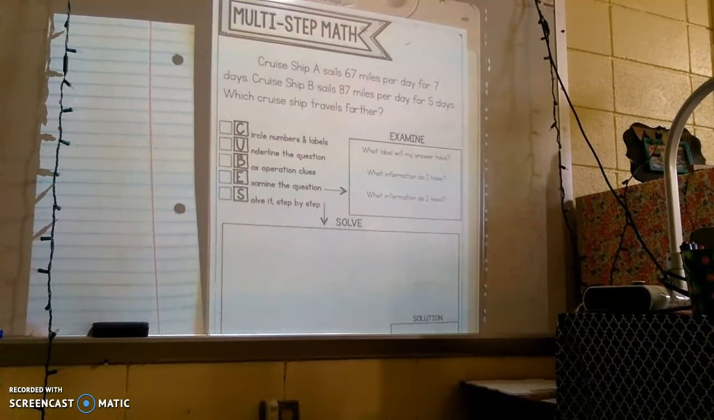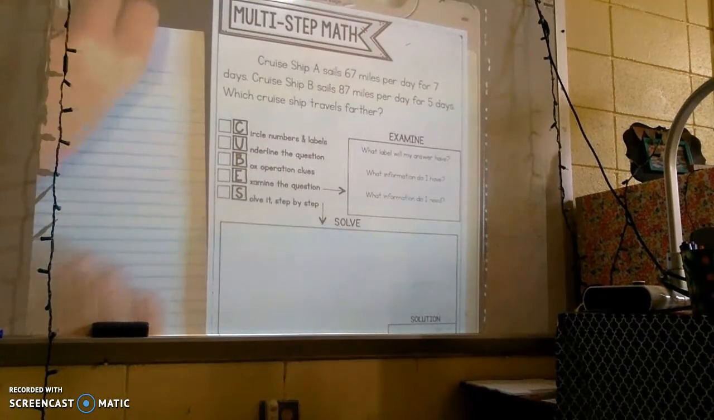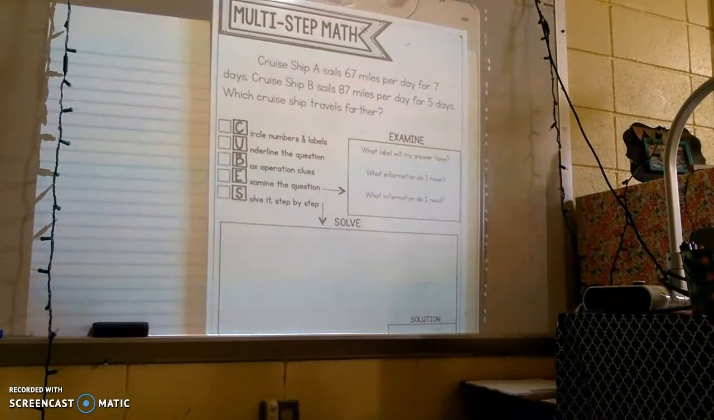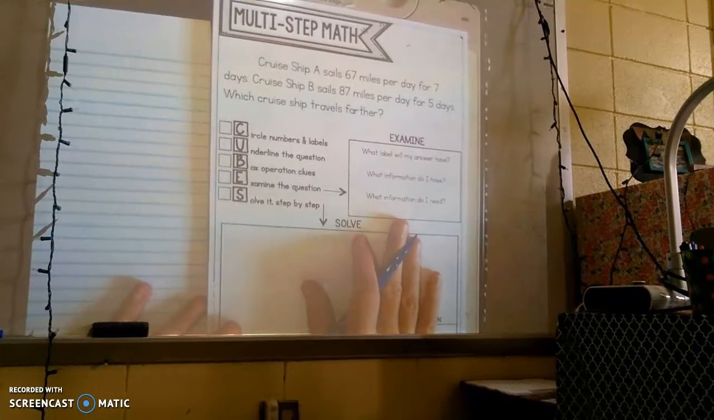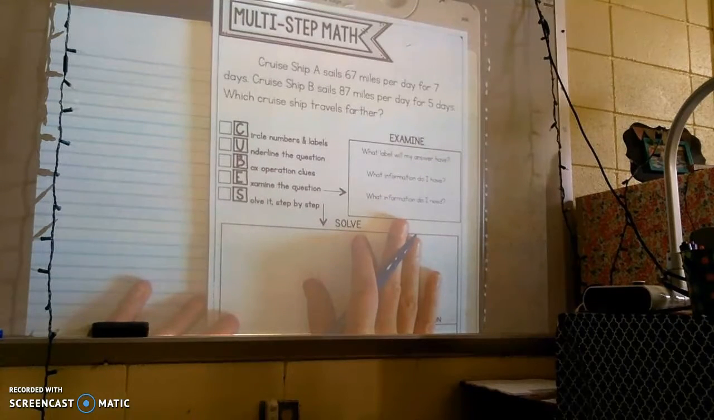We're on review week 4, and instead of doing the page that says Monday at the top, we're going to do a word problem together. I wanted to walk you through one of these multi-step math word problems. We did these a few weeks ago and had lots and lots of questions about this. So we're going to do one together today.